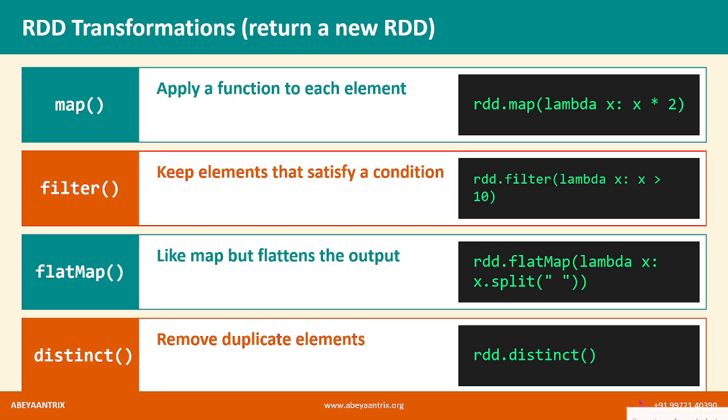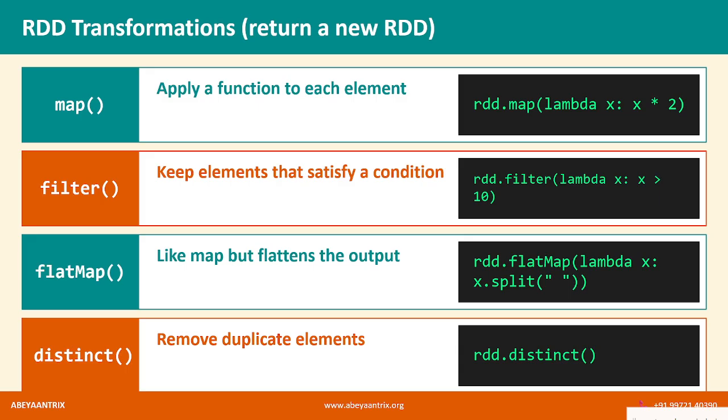We can use the map function, which applies a function to each element. For example, my RDD has 4 elements: 1, 2, 3, 4. I want to apply a function, like the lambda functions in Python. Lambda functions are very small functions which can do only one task at a time and they don't have a name. Here, for each element I am doing the square, that means lambda x colon x power 2. For all those elements, 1, 2, 3, 4, I am doing to the power of 2, with the help of the map function.